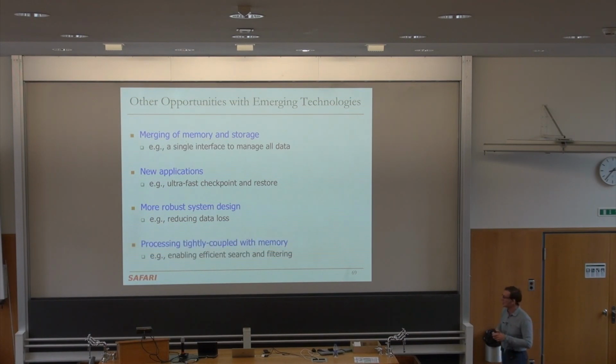And finally, as I mentioned, processing tightly coupled with memory is potentially a lot more powerful if you have an emerging memory technology, for two reasons. One is, as I said, these emerging memory technologies are resistive. As a result, reads are not destructive, so you don't fundamentally need to move data to operate on the data when the data is stored in them.